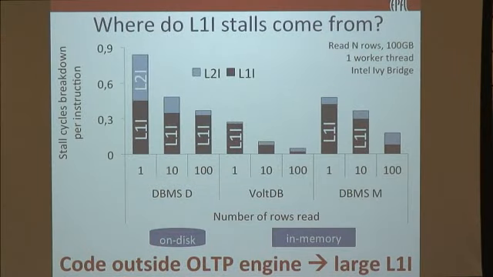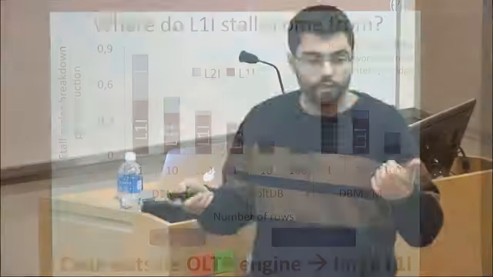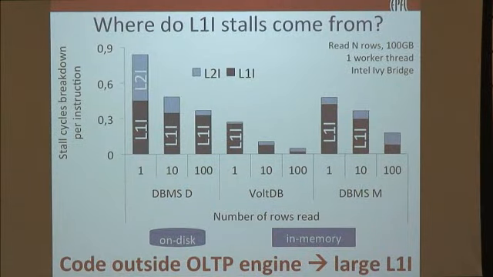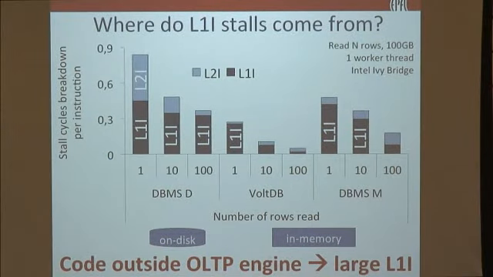When we look at VoltDB, you see that L1 instruction stalls are similar to disk-based when it's one row per transaction. But when you increase to 10, you immediately see a significant drop in instruction stalls, telling us that the OLTP engine itself, when you concentrate on the transaction, does not have that large instruction footprint, which in one sense we have shown by the number of stalls per transaction in the first graph that I showed you. And when you go to 100, the instruction stalls are really small.